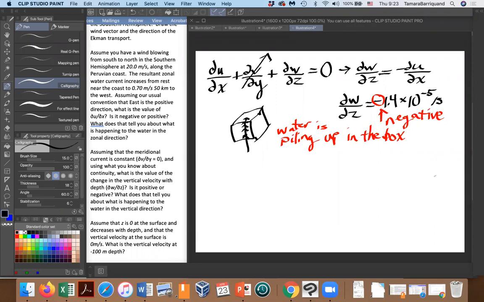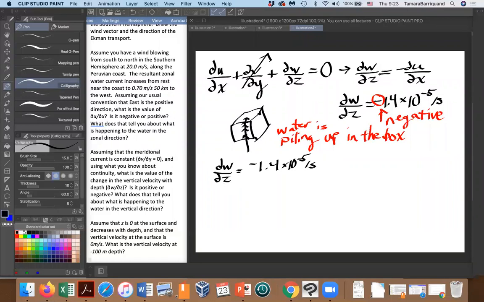So we know those things. Those are things we can know. So knowing that, and we know what dw/dz is, we can figure out the vertical velocity at a certain depth. And so we're going to figure out what is the vertical velocity at negative 100 meters depth. All right, so we're starting with the fact that we know that dw/dz, we found it already, is equal to negative 1.4 times 10 to the minus 5th per second.